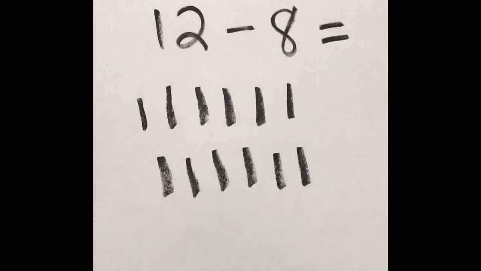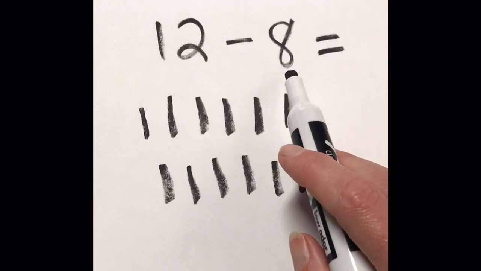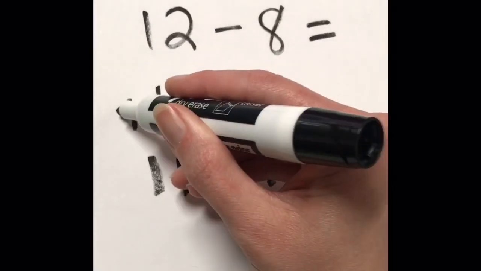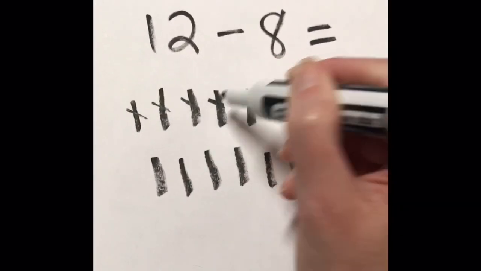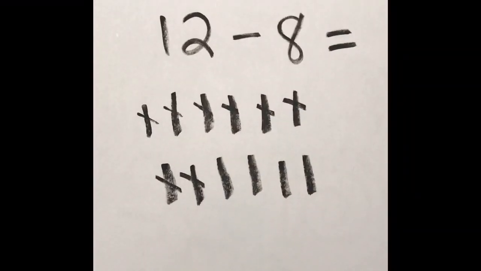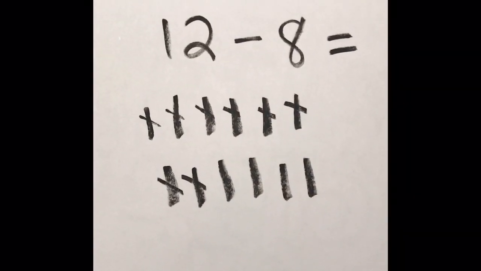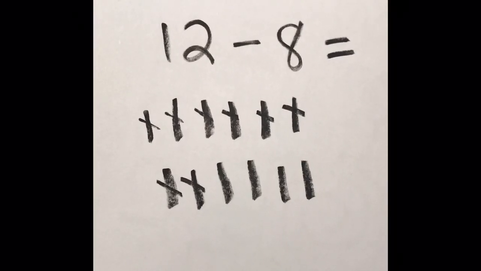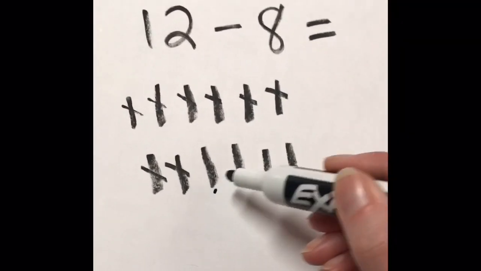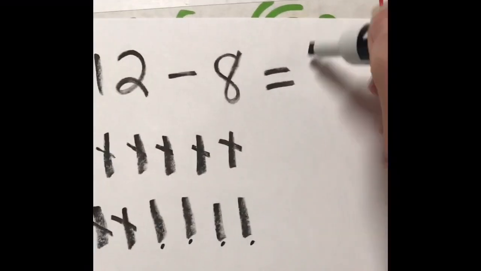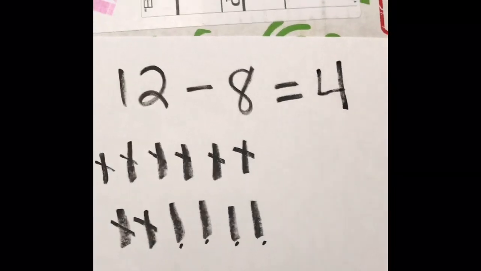The next thing I'm going to do is look at the second number, which is 8, and cross out 8 of my sticks. 1, 2, 3, 4, 5, 6, 7, 8. The last thing I'm going to do is count up the sticks I didn't cross out, and whatever that number is, that's the difference. 1, 2, 3, 4. So the answer to the problem, our difference, is 4.